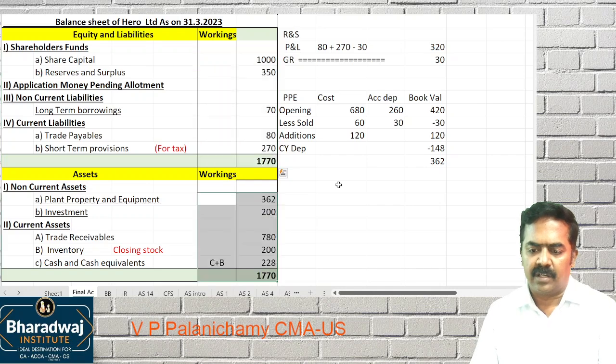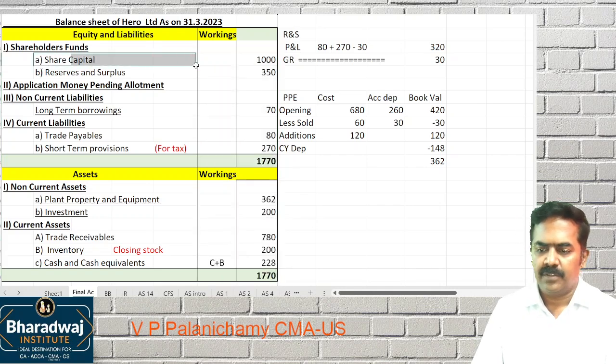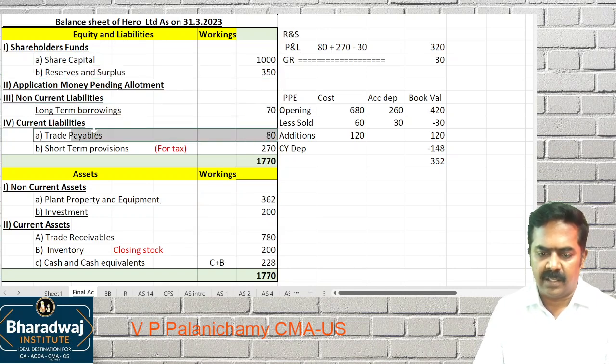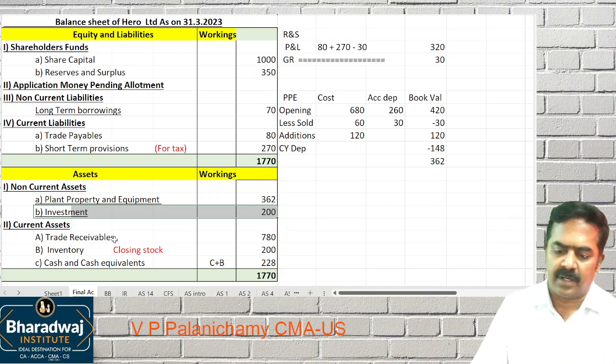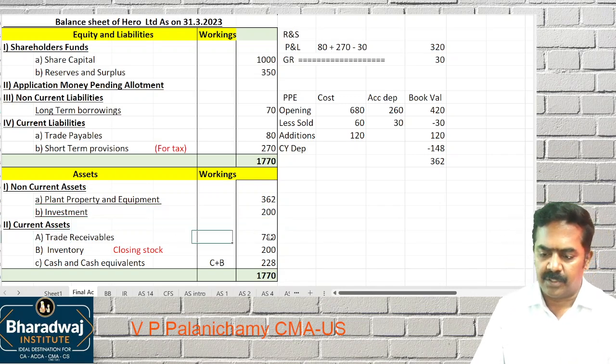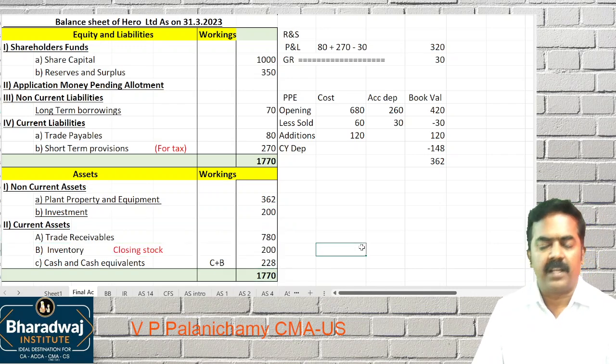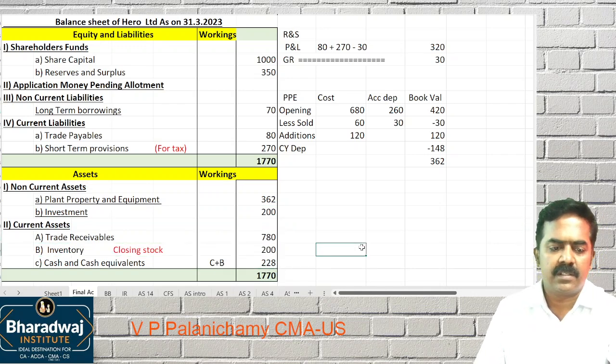Other things do not require a working note. Share capital 1000, reserves and surplus, borrowings are 70, trade payables are 80, provision for tax 270, PPE we have done the working, investment in financial instruments will come, all shares, debentures, bonds, etc. will come, trade receivable, then closing stock, cash and bank balance will come. Total of the balance sheet is how much? 1770.